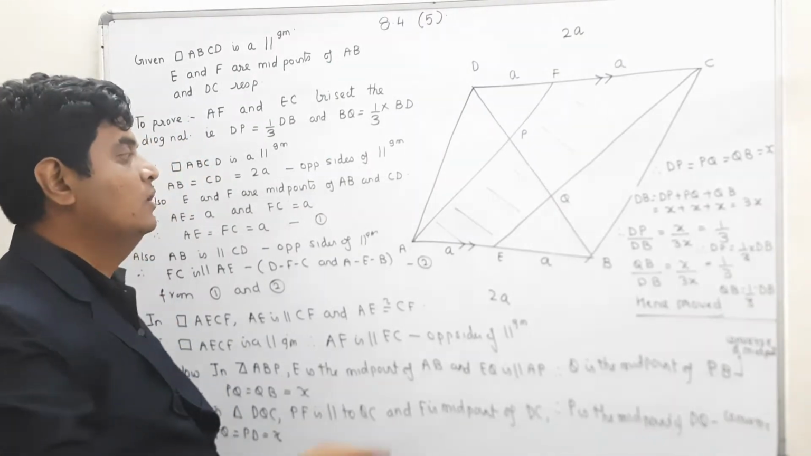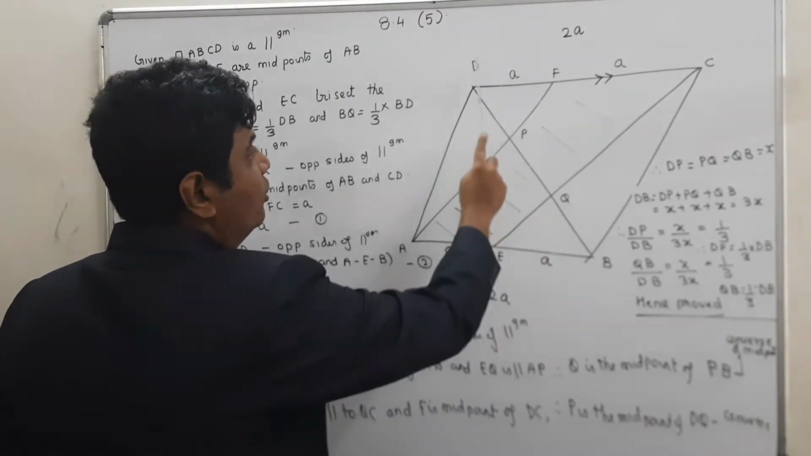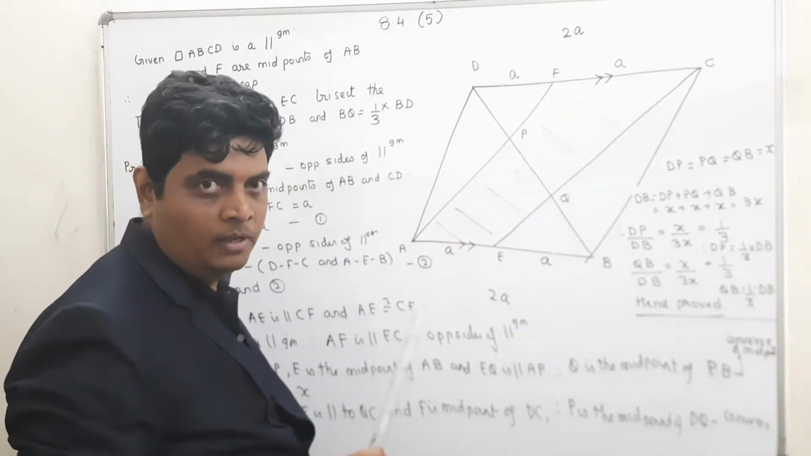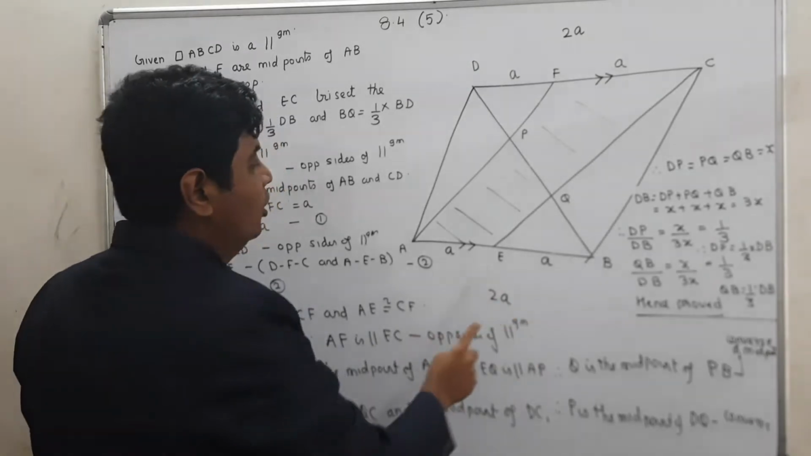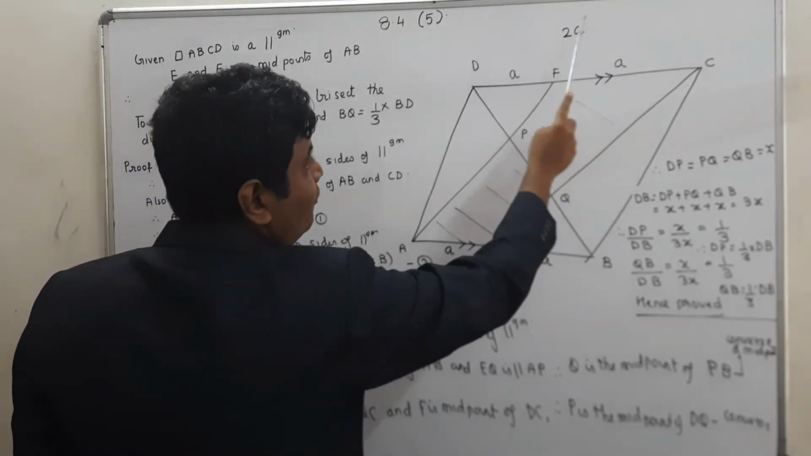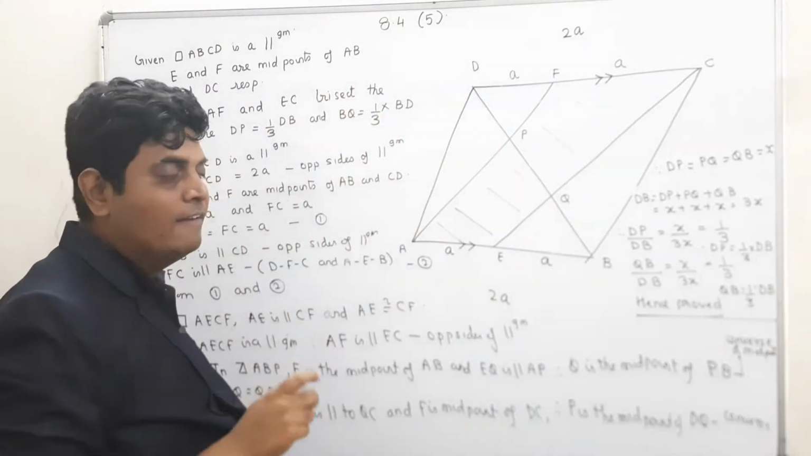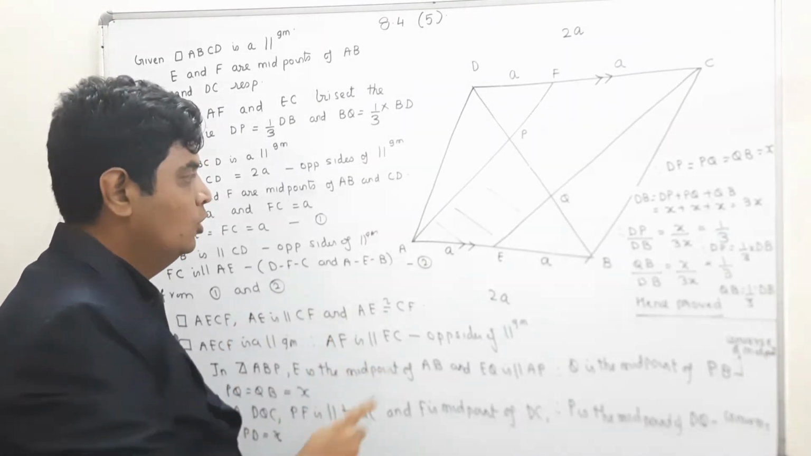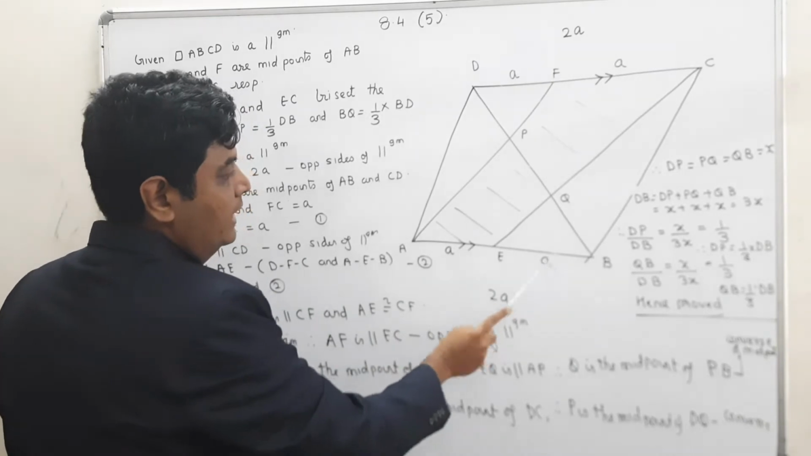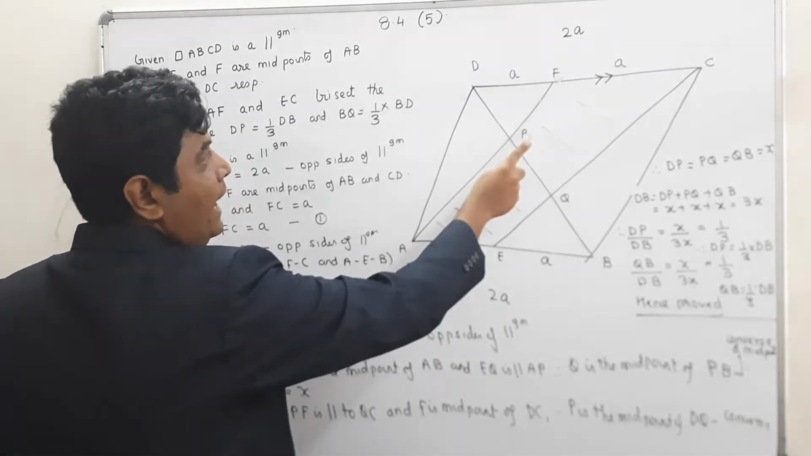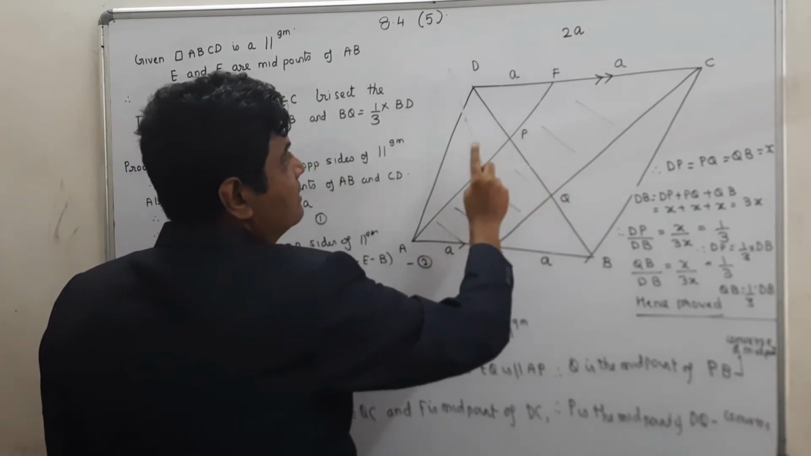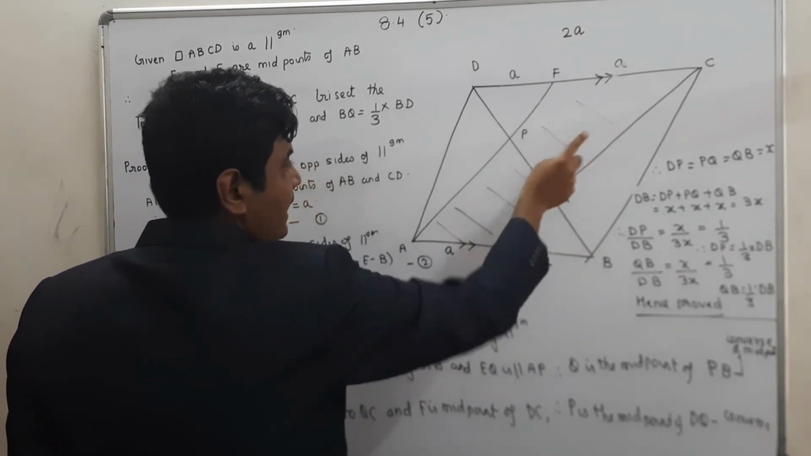How will I prove this? Can I say AB is equal to CD? Why? Opposite sides of a parallelogram, correct? So if I take AB is equal to 2A, then DC is also equal to 2A, right? Whenever midpoints are given, you take the whole side as double of something. So this becomes A and this becomes A. Why? Because E is the midpoint. And here DF becomes A and FC becomes A. Why? Because F is the midpoint of DC. So this is A and this is A.